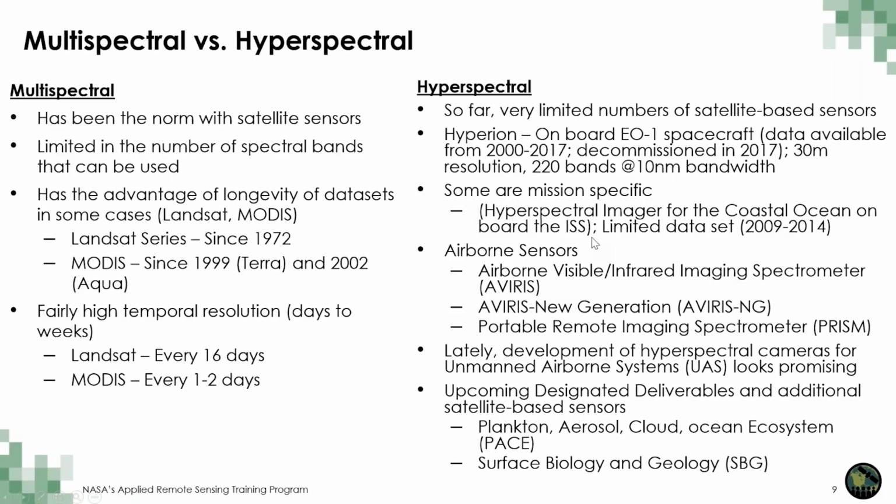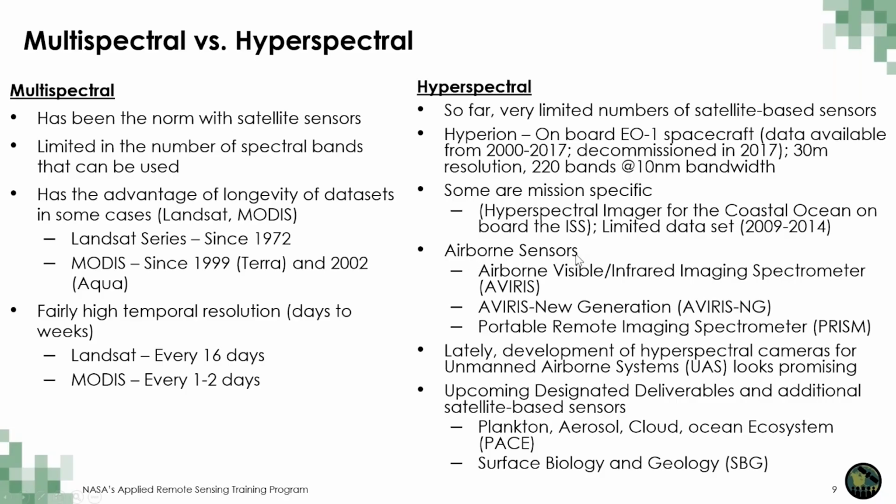There are some that are mission specific. For instance, the HICO, the Hyperspectral Imager for the Coastal Ocean, which was on board of the International Space Station. There's limited data available for HICO, but one of the most important things is that HICO was specifically designed for coastal oceans. But there's only about 5 years of data from HICO and for specific areas also, because it collected data on a request-based basis.